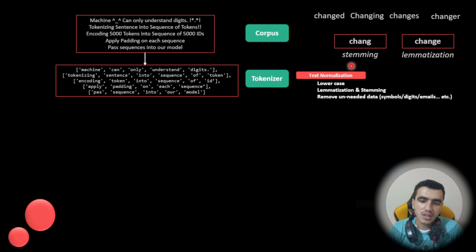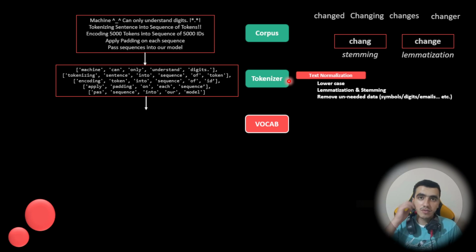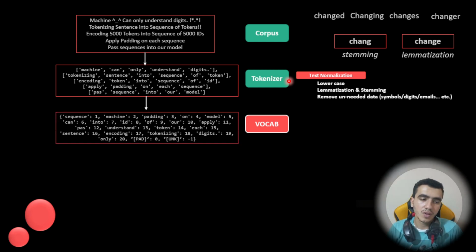After this, we can also remove symbols, digits, and emails, as we removed this symbol here, and the digits 5000 were also removed. After this we need to create a vocabulary. A vocabulary is nothing but getting all the unique words, or all the unique tokens, from this corpus and giving each token a digit. As we can see here, sequence has 1, machine has 2, padding has 3.